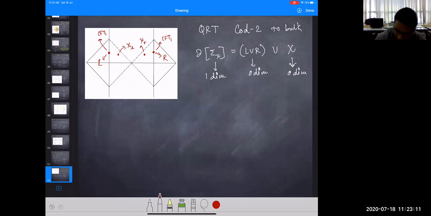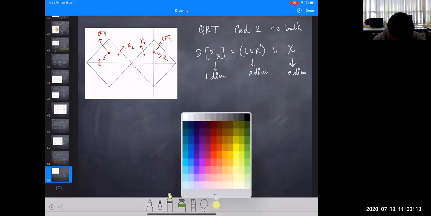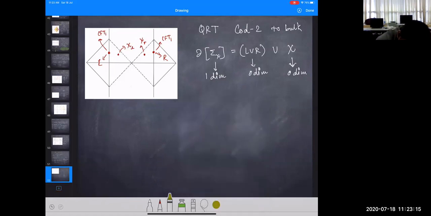Okay. So now these two points are your extremal surfaces. As I said, extremal surfaces are going to be zero-dimensional objects. Hence, they are points. Okay, and they're codimension 2 to the bulk, where the bulk is 2D. And now, what is the entanglement wedge? The entanglement wedge is going to be a surface trapped between these two, right? So a surface trapped between these two regions is basically a line which is one-dimensional.